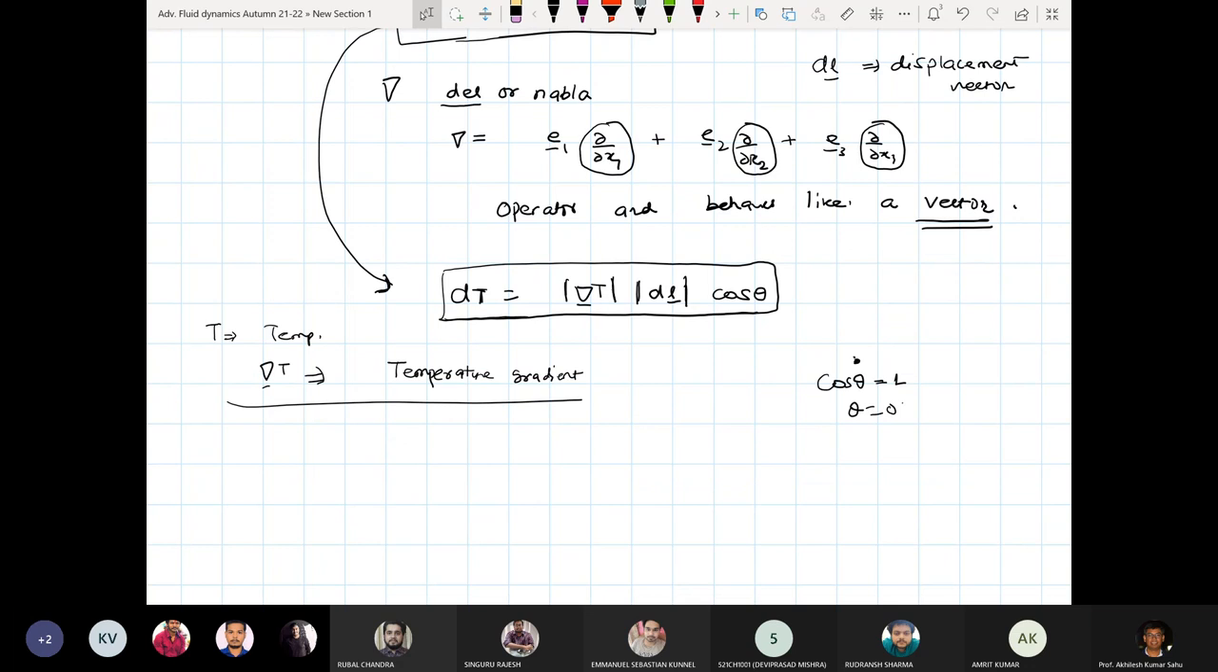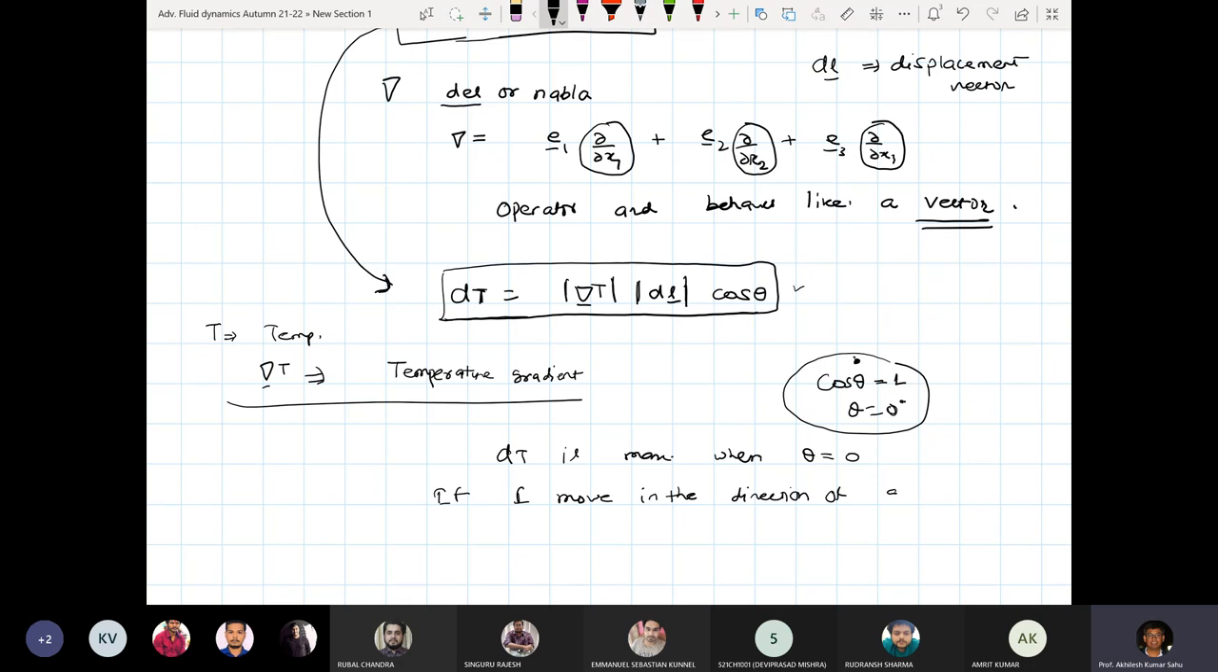If I look at this expression, what is this? Mod of del T times mod of dl times cos theta. Theta is the angle between the displacement vector dl and del T. So when theta equals 0, dT is maximum. That means I can say that if I move in the direction of the gradient, I will observe the maximum change.